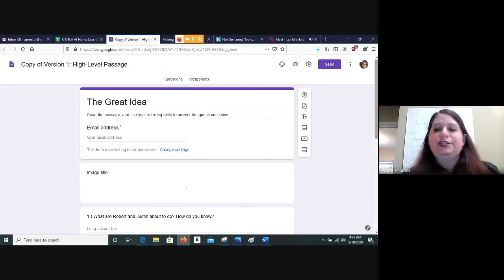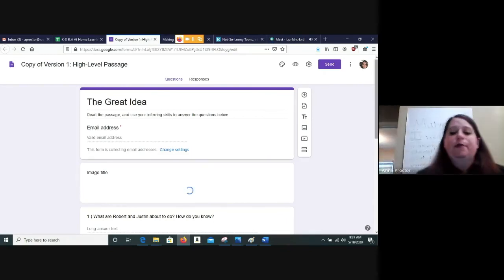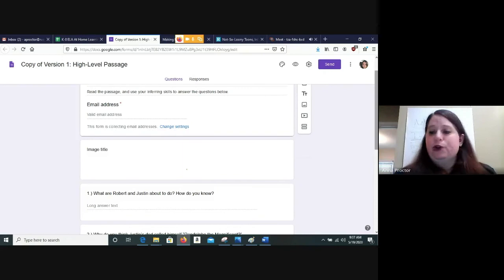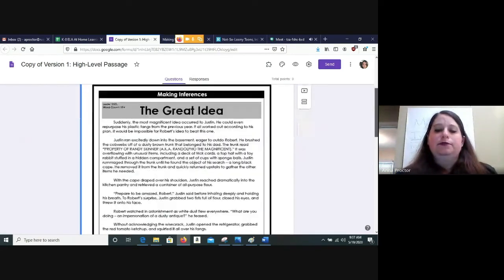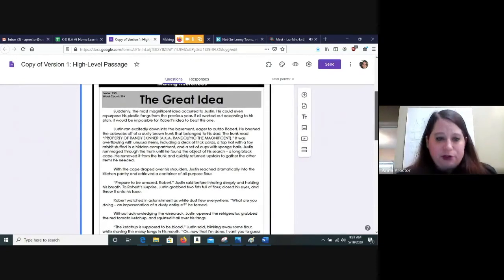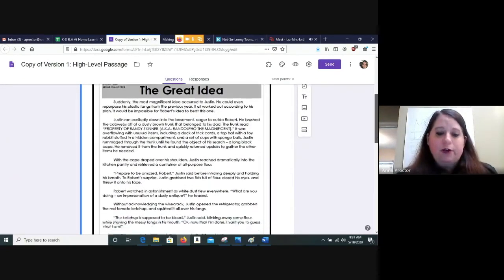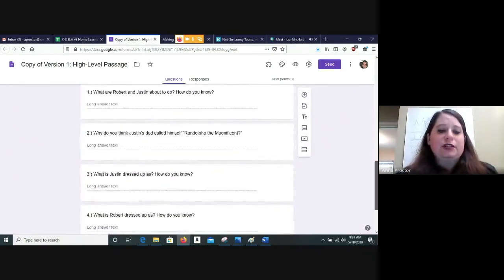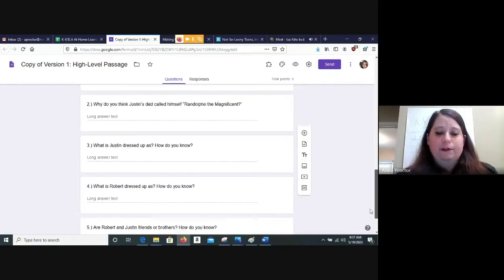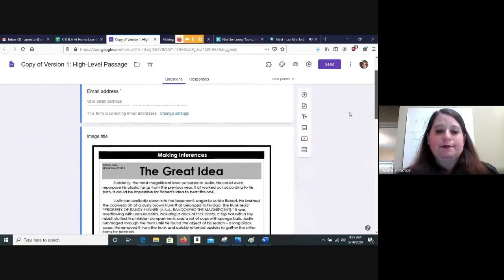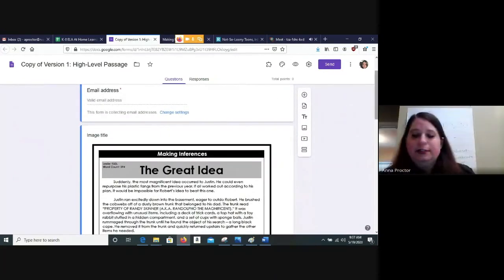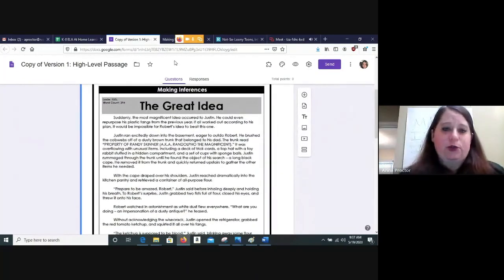What you're going to need to do is underline the title, make a prediction, then number your paragraphs. You can print this out to do this, or you can try to number them after you download it. It's called The Great Idea. And then you have questions, 1, 2, 3, 4, 5, that you need to complete. These have to do with making an inference. Take your time, and you're going to need to read the text more than once.